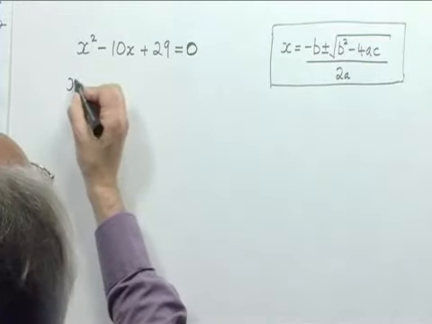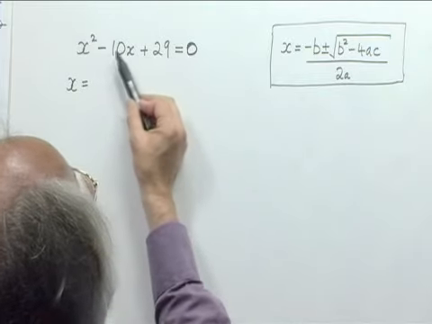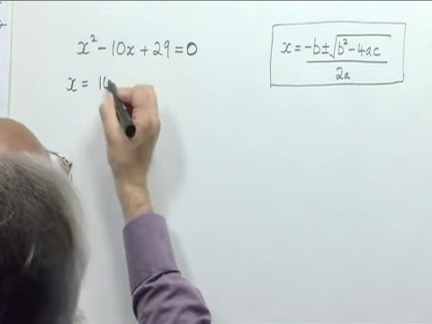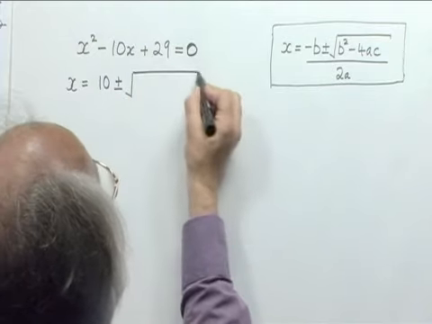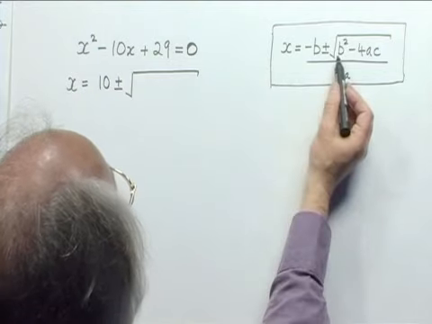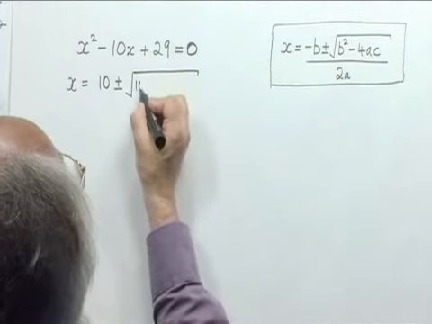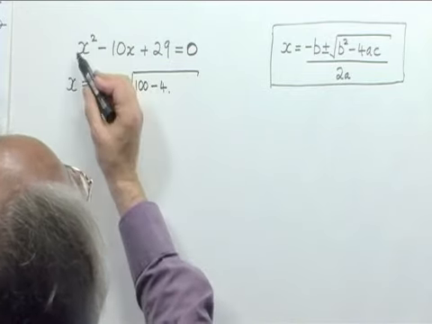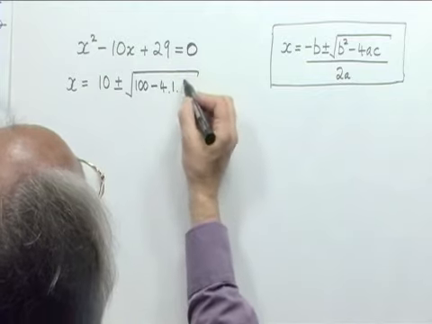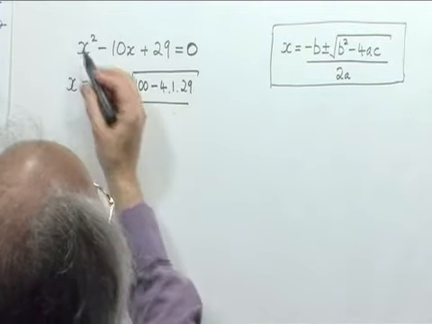Off we go. x equals minus b, which is minus 10, which is plus 10, plus or minus the square root of b squared. b squared is minus 10 squared, which is 100, minus 4 times a, which is 1, times c, which is 29, all divided by 2a. 2 ones are 2.